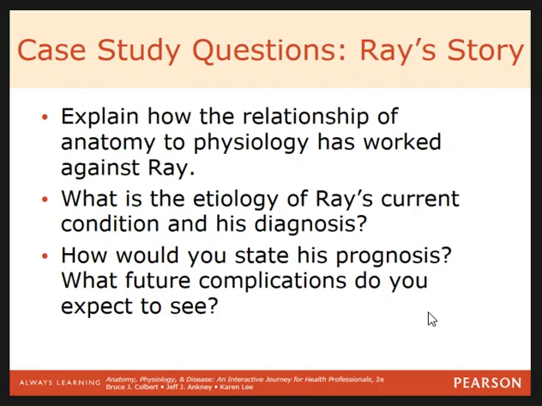Also in your book is a case study about Ray. So throughout the book, there are two stories that we're going to follow. One is Ray and the other is Maria. So Ray has had an injury. Explain how the relationship of anatomy to physiology has worked against Ray. What is the etiology of Ray's current condition and his diagnosis? And how would you state his prognosis? And what future complications do you expect to see?